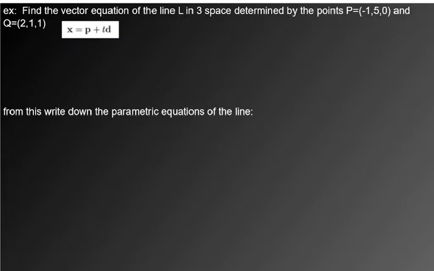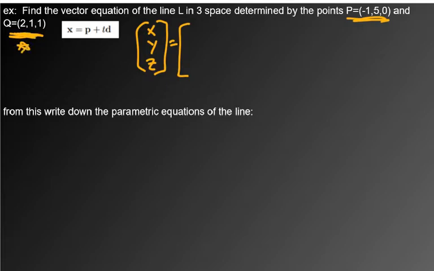So we have a line that we want to write in 3D space, and it goes through a point at -1, 5, 0, and another one at 2, 1, 1. And so if you were going to write this vector equation of the line, the x vector is a variable vector, so I'm going to use x, y, z. And p doesn't have to be this p. There's nothing special about this. It's just got to be a point on the line. So I'm going to use this one just to change it up. So I'm going to say 2, 1, 1.